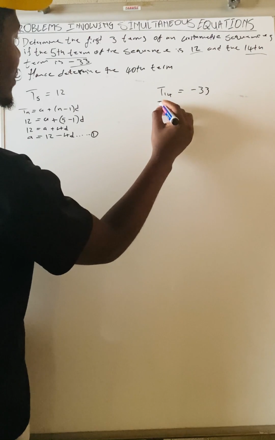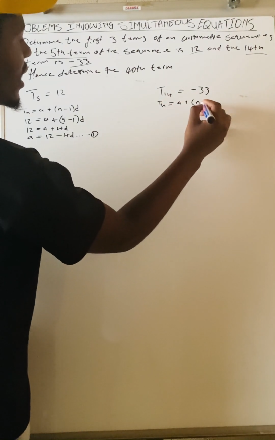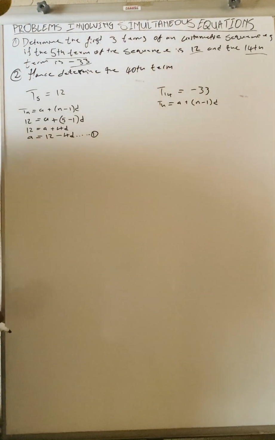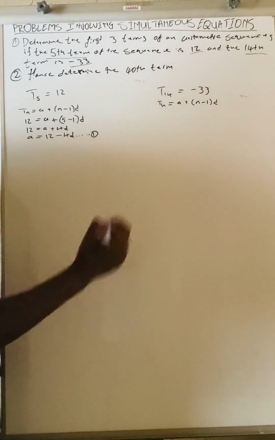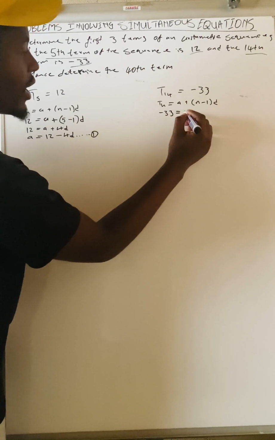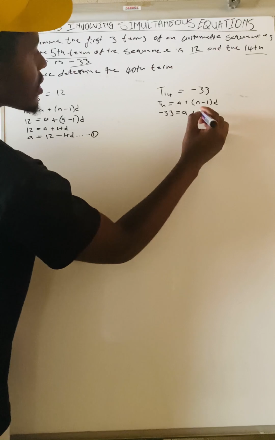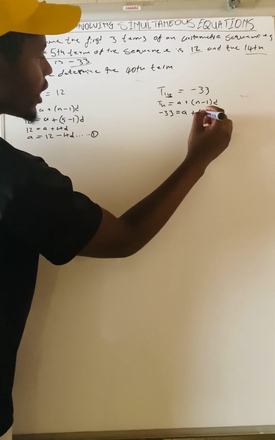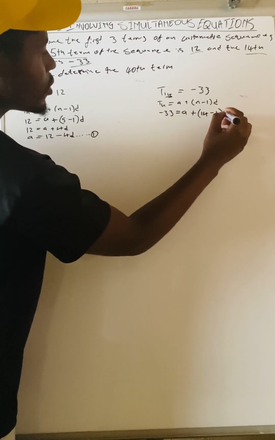Then from here, the same procedure. We know Tn is equal to A plus (n minus 1) multiplied by D. We already know Tn, which is negative 33. Here you write negative 33 is equal to A. Do you know A? No, you write A. Then plus n, which is 14, you write 14 minus 1. Do you know D? No, you don't know D.